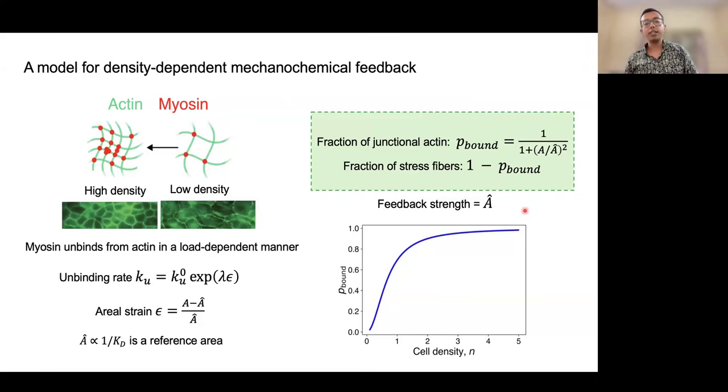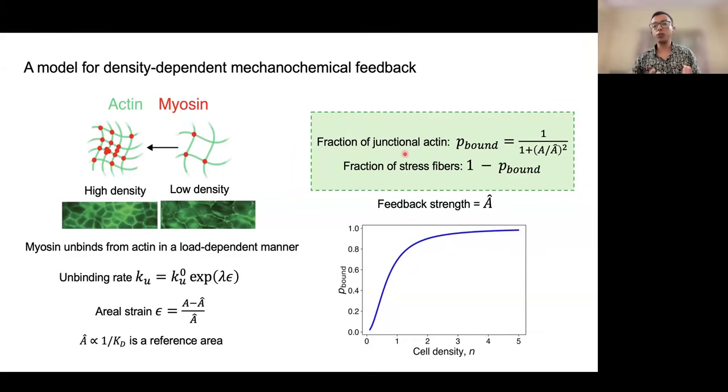So what myosin does is it has load-dependent unbinding from actin. In particular, the unbinding rate actually reduces as you compress the system. And the way you can capture this is by defining this areal strain, (A minus A hat) by A hat, where A hat is inversely proportional to the binding affinity of myosin to actin and is itself a reference area. And when you do all the calculation, what you find is that the fraction of the junctional actin has this nonlinear dependence on the cell area and cell density. 1 by A is the density.